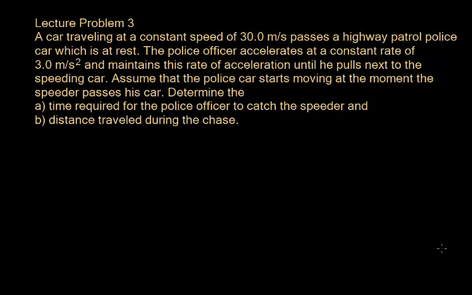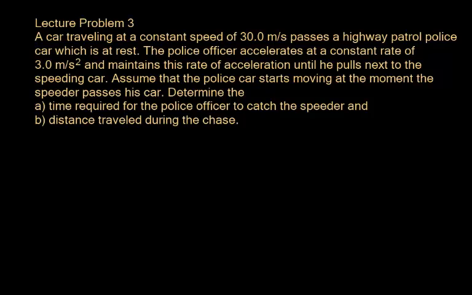Lecture problem 3. A car traveling at a constant speed of 30 meters per second passes a highway patrol police car which is at rest. The police officer accelerates at a constant rate of 3.0 meters per second squared and maintains this rate of acceleration until he pulls next to the speeding car. Assume that the police car starts moving at the moment the speeder passes his car. Determine the time required for the police officer to catch the speeder and the distance traveled during the chase.